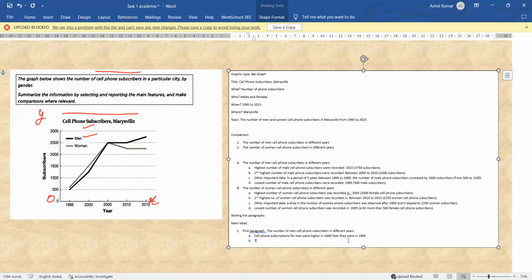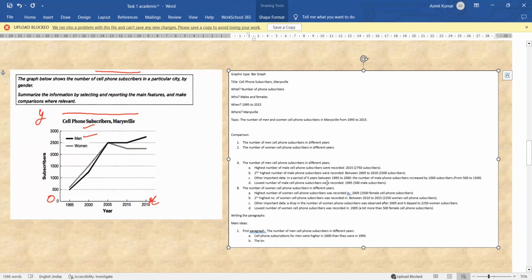So second point can be written, the number of men subscribers remained the same between 2005 to 10. It is quite visible, for men from here to here, the black one. It remained almost the same, not almost, exactly the same, 2500. So that we are going to write. Third point we can write about, it rose significantly. There is a rise. It rose significantly between 2010 to 2015. Can you see here? From 2500 to 2750 it rose. The same thing we will be writing.